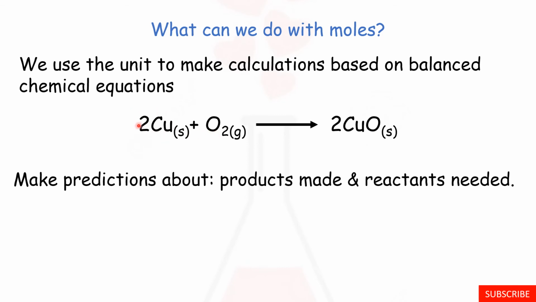Provided we have the number of moles of each reacting species, we can use the mole ratios to predict the amount of a given product that we shall have at the end of the reaction, or the amount of the given reactants we shall need to produce a given amount of the product. So that's how we can use moles in our everyday lives.